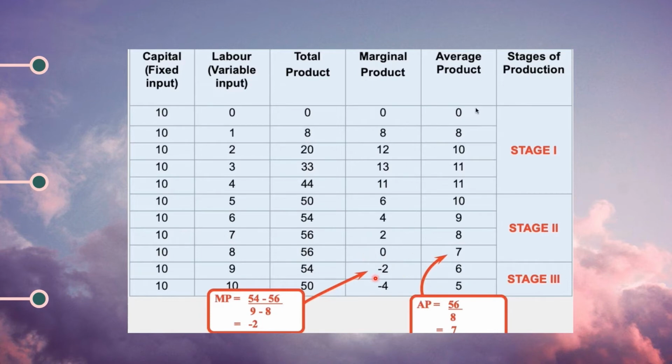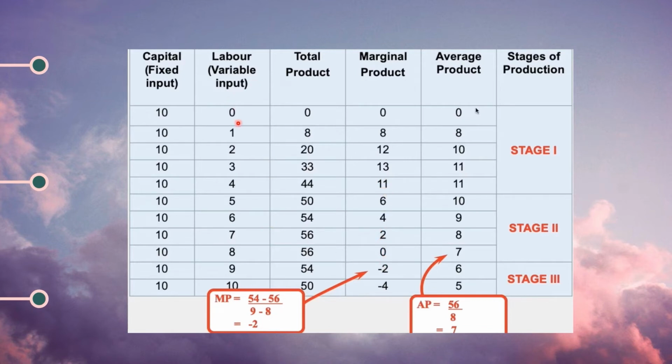Okay, why is it negative? Because at this MP, the law of diminishing marginal returns has occurred. Meaning, even though you can see that it keeps on increasing, at one point it declines. It keeps decreasing until it reaches zero, then becomes negative.